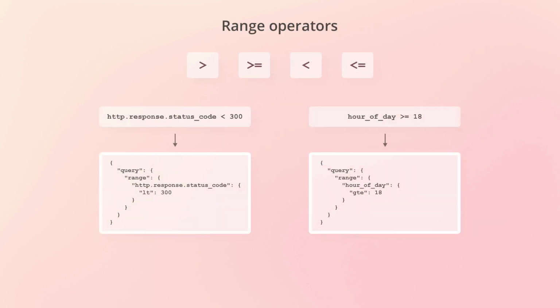Instead of specifying a colon, being the equals operator, we can also specify a couple of range operators. You can see the operators on your screen along with two examples.